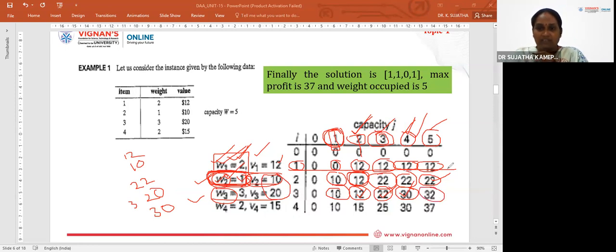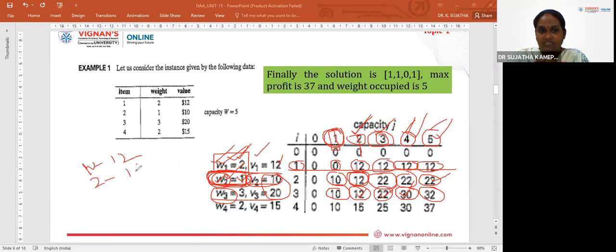And coming to here, the capacity is 5, right? Now here, which objects can be placed? Here you can see that I can place the first object alone, which gives a profit of 12. I can place the second object alone, which gives a profit of 10. I can place the first and second objects, which gives a profit of 22. I can place the second and third objects, which gives a profit of 30.